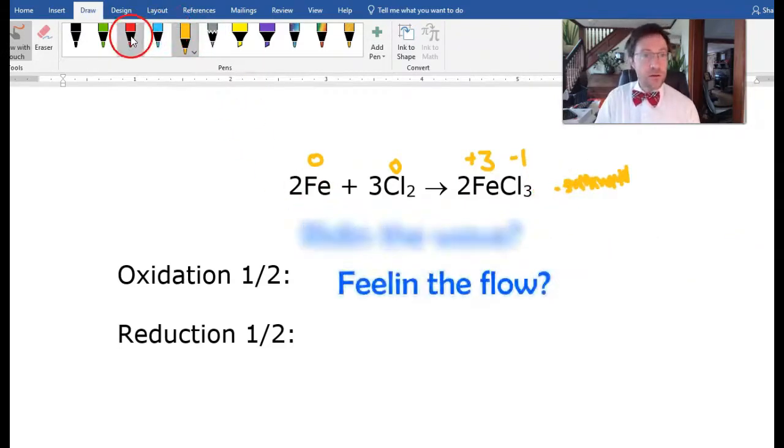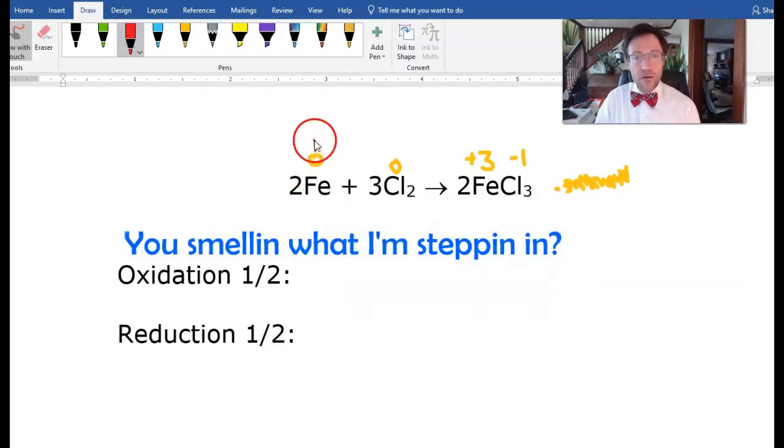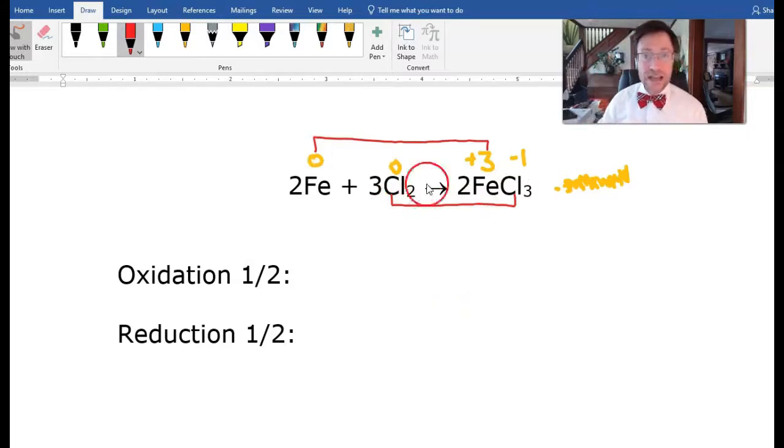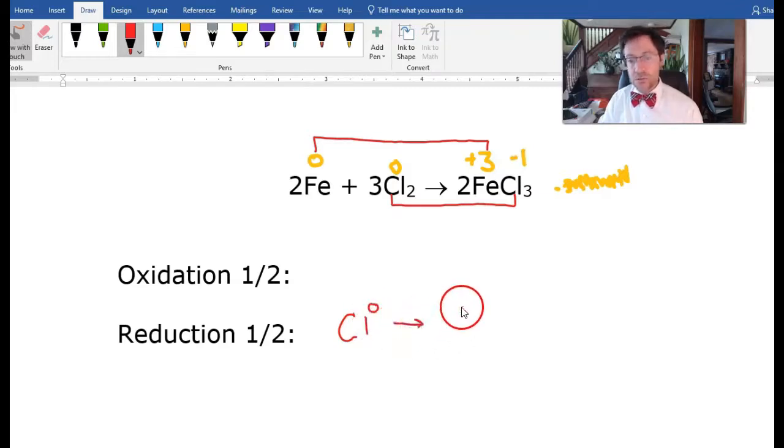And so, we're going to do the same old. Iron goes from 0 to +3. Chlorine goes from 0 to -1. I think I'm going to do the reduction first because that's what my eyes see easiest. I can see that chlorine goes from 0 to -1. I see that that's lowering, reducing. So here's my reduction half. I'm going to do chlorine 0 turns into chlorine -1.